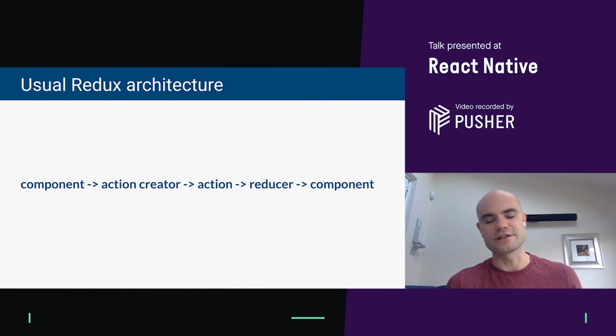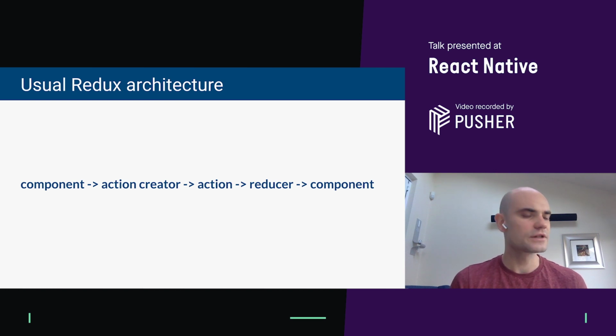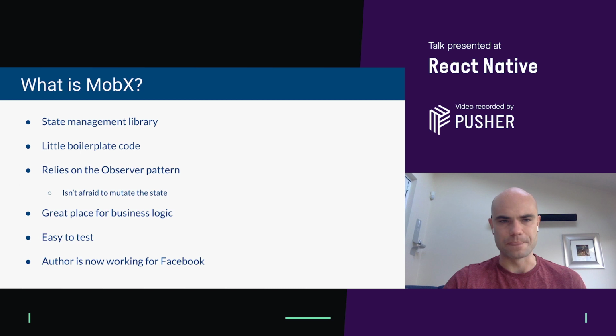Because if you think about it, the usual architecture for using Redux is something like that. You have a component which at some point triggers an action creator, which dispatches an action, which then goes into a reducer, and finally that re-renders your component. So in this session, when we'll do some live coding, we'll take a simple app written in Redux, we'll see the problem, and we'll see how MobX will make it much more concise.